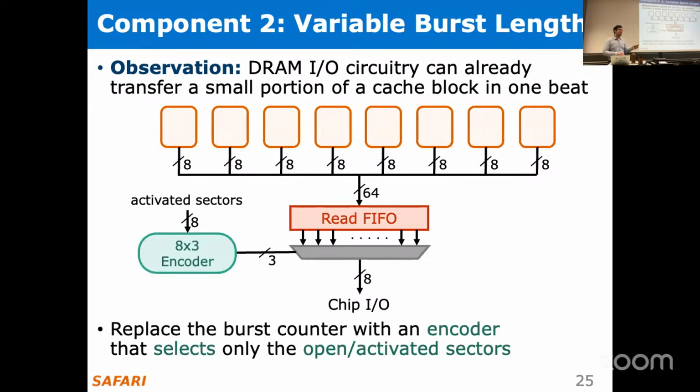To enable variable burst length data transfers, we simply replace the burst counter with an encoder that selects data sent by only the open or activated sectors. So if only the first and last sectors were activated, the encoder would select only these 2 sectors' data.